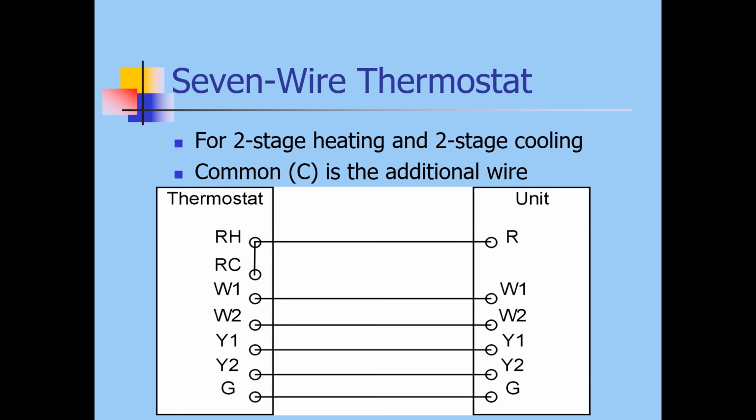Lastly, we have our 7-wire thermostat, which is our most complex system. This is for two-stage heating and two-stage cooling. Once again, we have RH and RC, which may be separated depending on whether or not I have one or two transformers. Then I have W1 and W2. W1 would be for stage 1 heating, W2 would be for stage 2 heating, and Y1 and Y2 indicating stage 1 cooling and stage 2 cooling, and G being for my fan control.